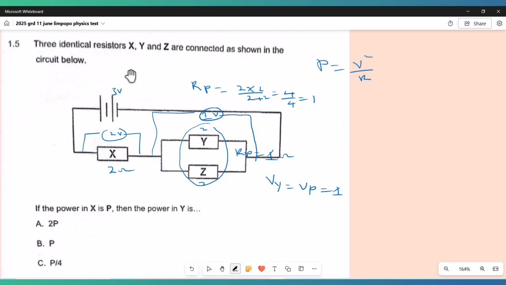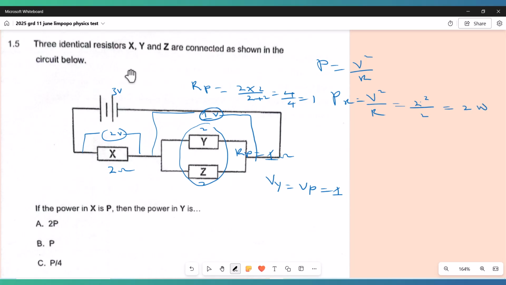So if I come here to get my power, they said if the power in X is P, so it is find the power here. So the power in X equals the V squared divided by resistance. So our V here in X is going to be what? Which is 2V. So 2V squared divided by 2, which gives us 2 watts.